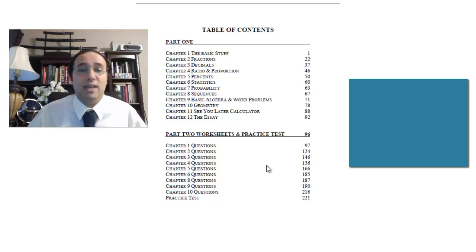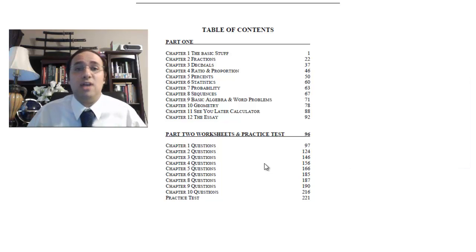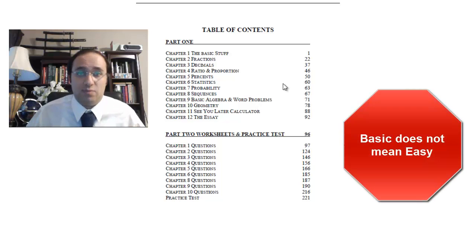Then we have the second half of the book, which basically has worksheets and practice tests all related to these basic concepts. And as I've seen some reviewers on Amazon say that some of the information in the book is easy. Well, it's not easy, it's basic. It's only easy if you know it. But if you don't remember it or you don't know it, then it's not easy.